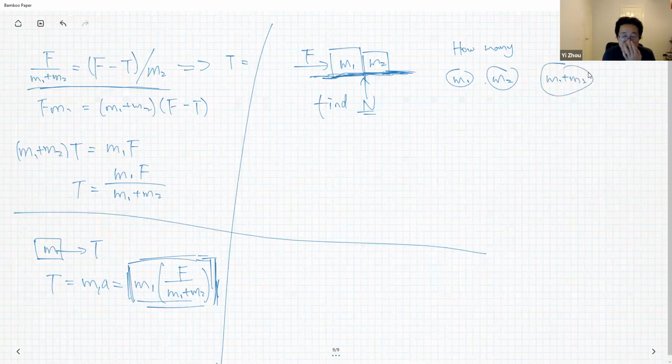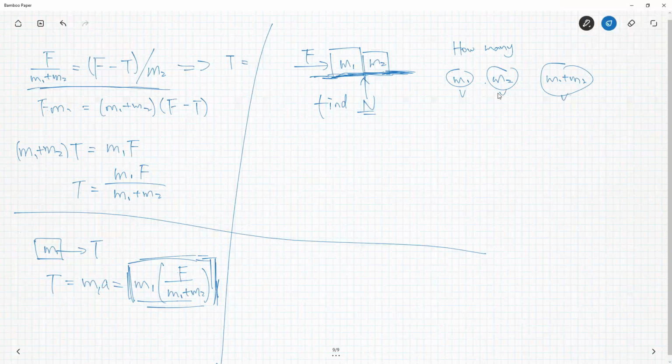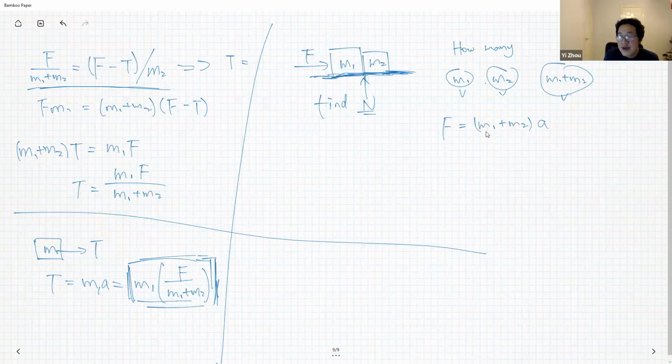Because you only need two equations, you only need to choose two of these three. So which one do you want to choose: M1, M2, or this? Both of them. Okay, if we choose both of them, what's the equation? Force equals M1 plus M2 times acceleration. Right. So now we got one equation from studying this.